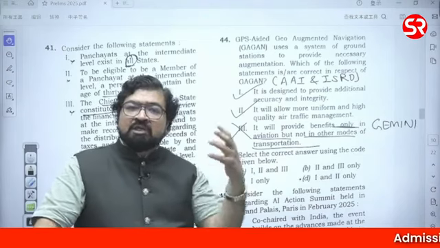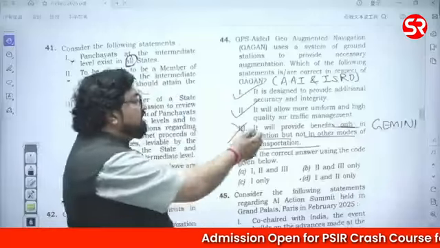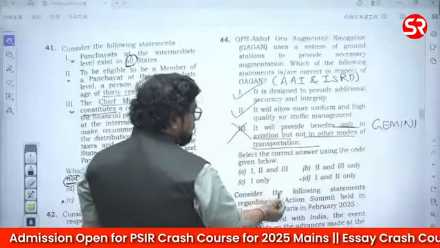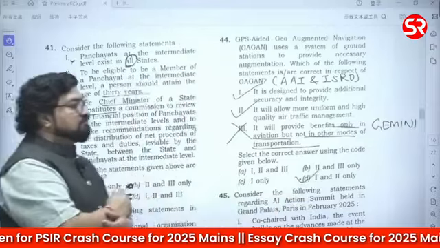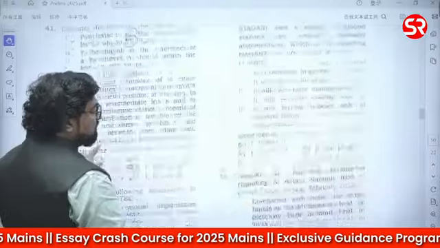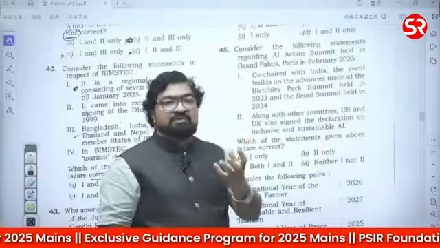We can even think of using GAGAN for our railway system also. So only in the aviation sector is wrong. So the correct answer is 1 and 2 only, D as an answer. Right? Now, again, you know that recently it was all in the news. You can take this question purely from current affairs, but you can connect it with science and technology.